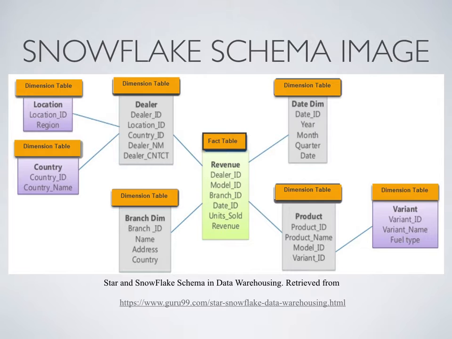And as for snowflake, snowflake is actually just like a snowflake. Once again, you can tell the difference between the two. We still have the dimension tables. We have location, country, dealer, branch, revenue, date, product, and variant.